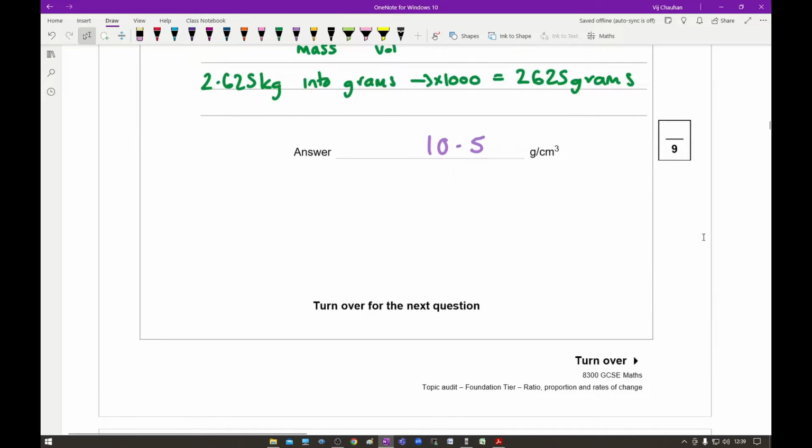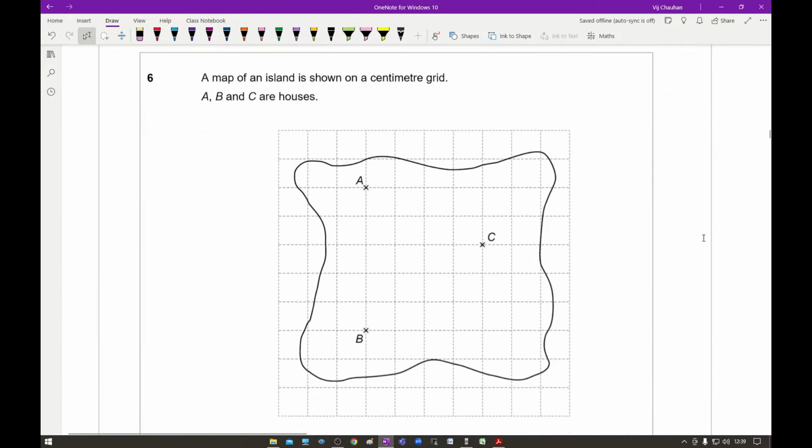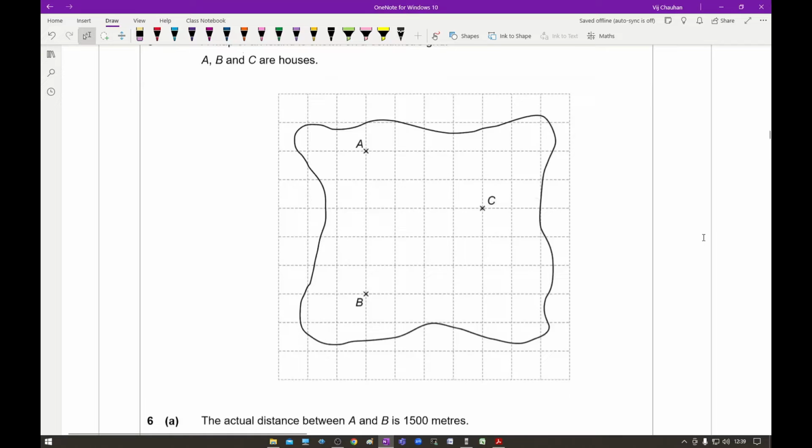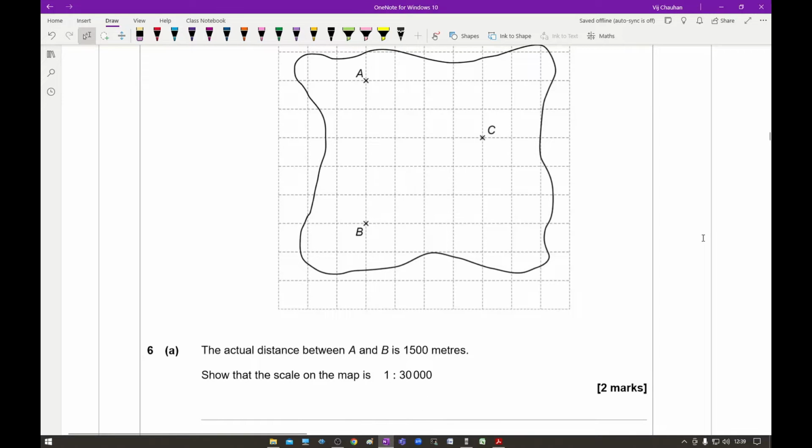Then moving on to our next question. It says, question 6, a map of an island is shown on a centimetre grid. A, B and C are houses. And question 6a says the actual distance between A and B is 1500 metres. Show that the scale of the map is 1 to 30,000.